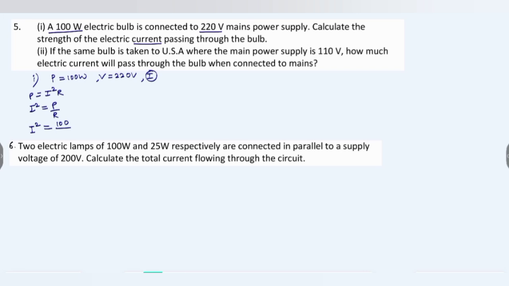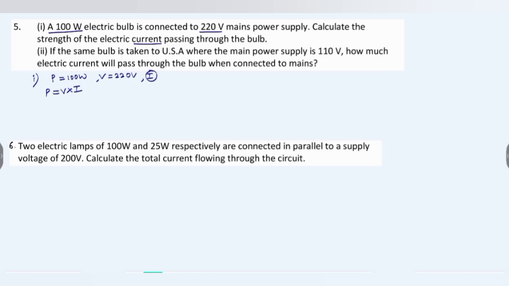So we have to use V square by R first. So what formula we have to use? V square by R, so that we can find... I have a direct formula, I forgot it. What? First formula, power is equal to V into I. From this we get I directly. Okay, no need to find out R here.